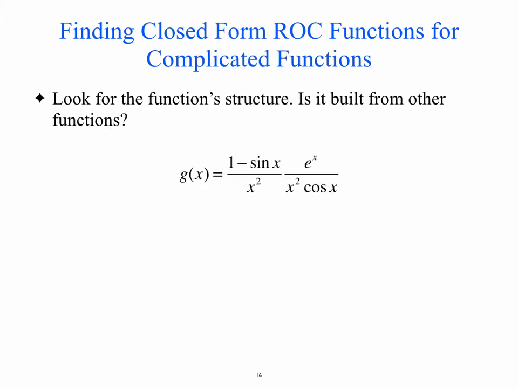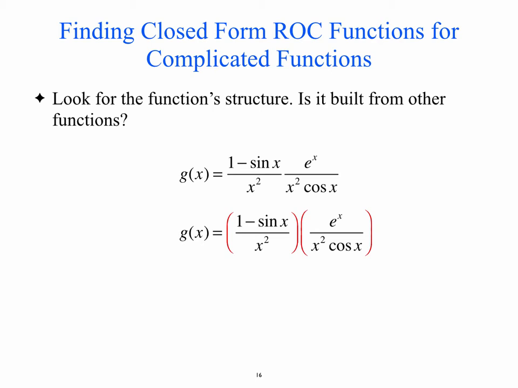So once you've identified that it's a product, now you can start zeroing in on the smaller pieces, okay? Because once you have a product, you can say, okay, I'm going to apply the product rule. And I've got these two pieces. The 1 minus sine x over x squared is my first function. And then e to the x over x squared cosine x is my second function. And so I know that the overall rate of change of g is going to be the first times the derivative of the second plus the second times the derivative of the first.